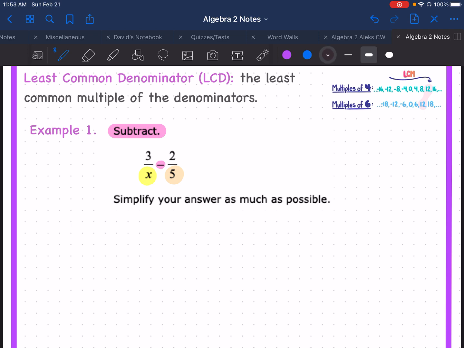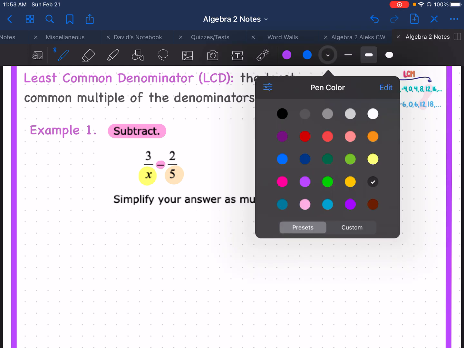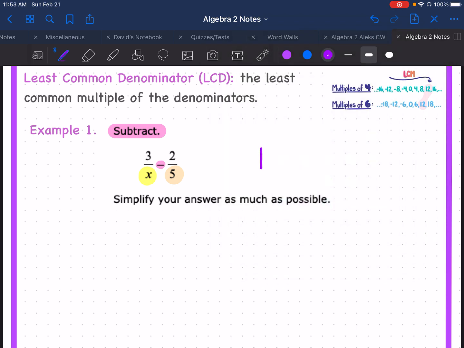And so when I have denominators that are totally different, they share absolutely nothing, I just go ahead and make the least common denominator be their multiplication. So let me grab a different color. My LCD is going to be the x from the first denominator times the 5 from the second denominator. Now we commonly would write that as 5x, right? The 5 is coming from the peach, and the x is coming from the yellow.